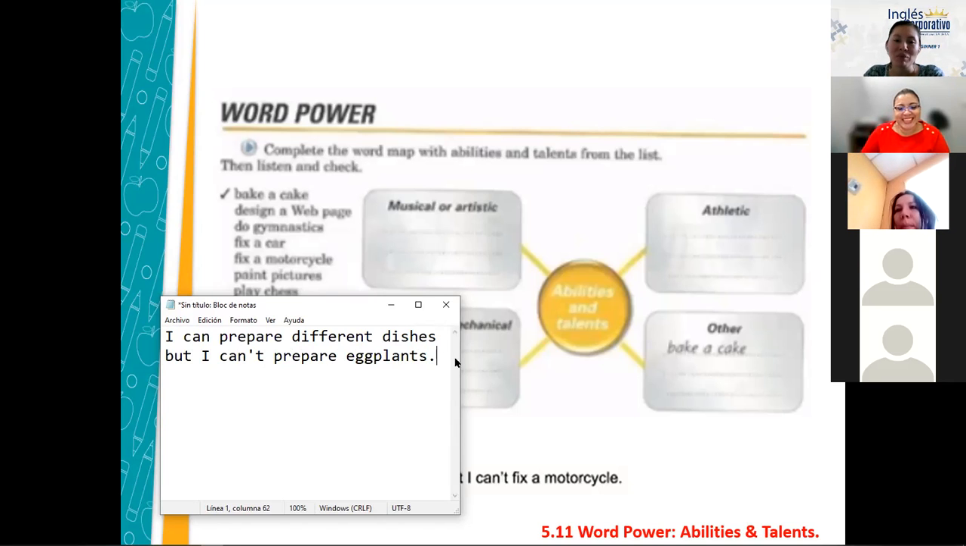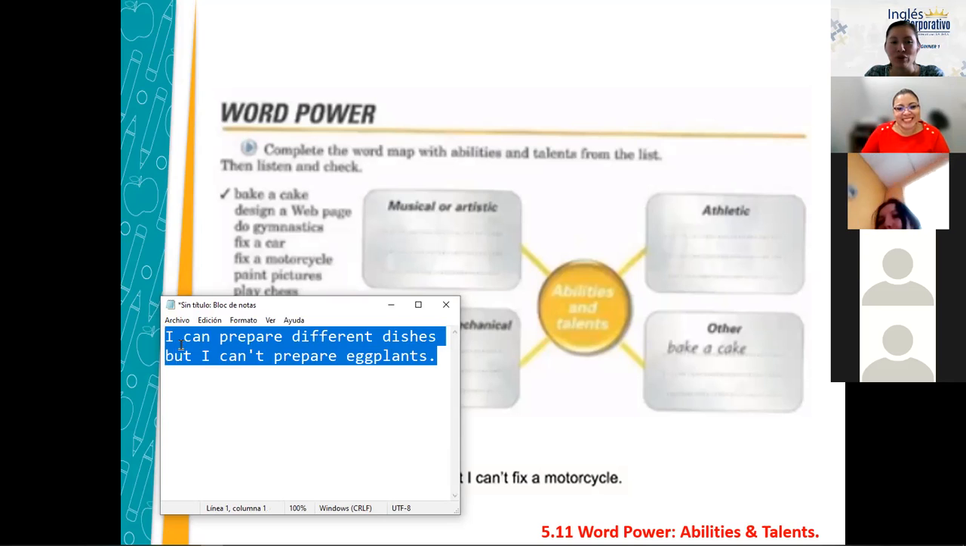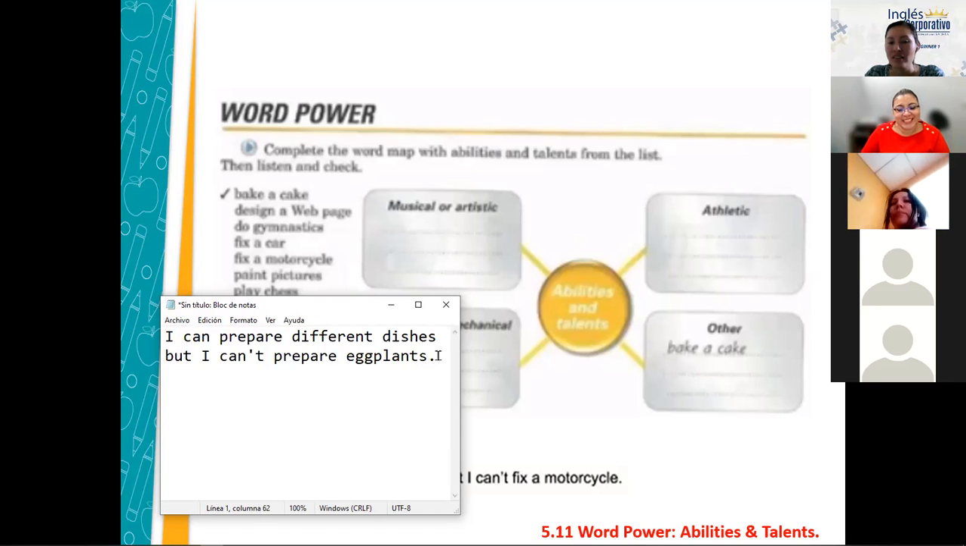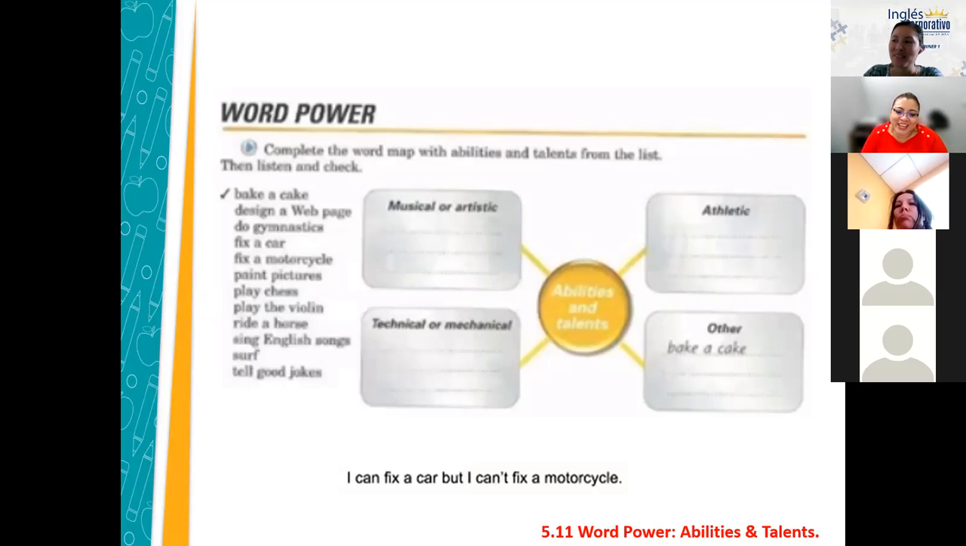I remember at the beginning it was kind of difficult for me because I didn't know how to prepare them. I didn't know how to cook them, or how to include them in a dish, right? But if you look for different recipes, there are plenty. Hay muchísimas recetas para eggplants. Pero sí, la comprendo perfectamente. It happened to me before, but then I got used to it. So thank you very much. ¿Alguien más que quiera participar?